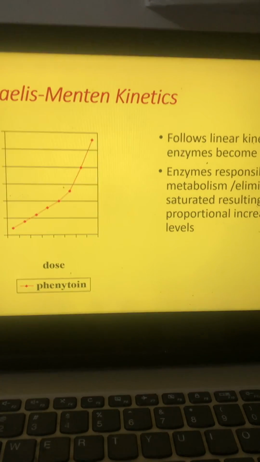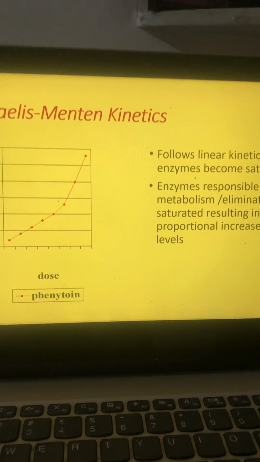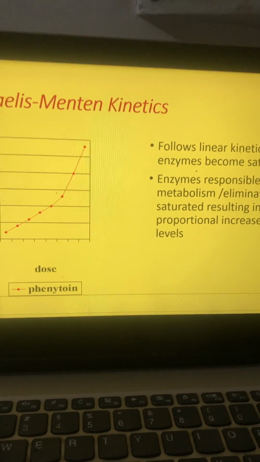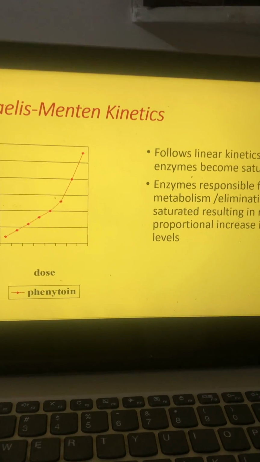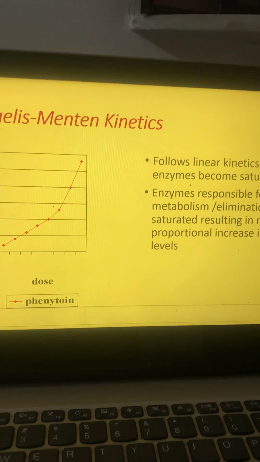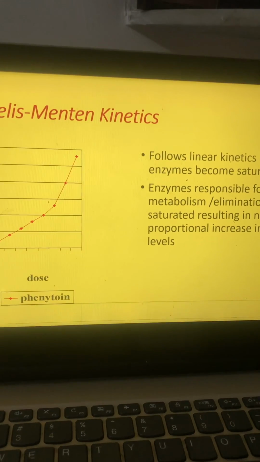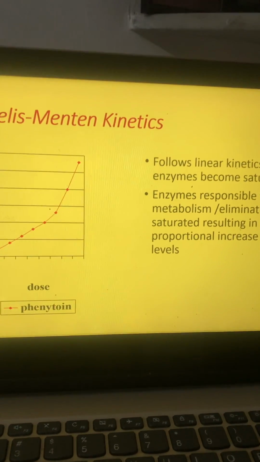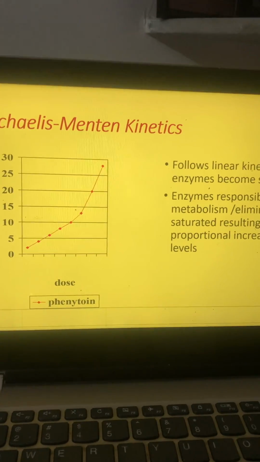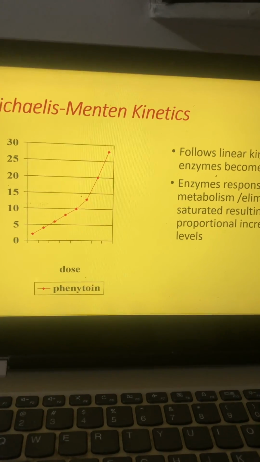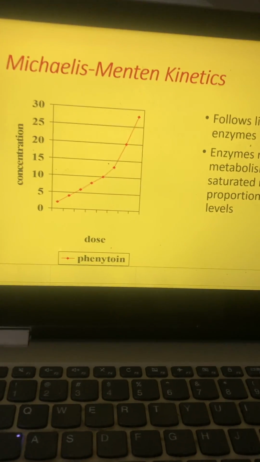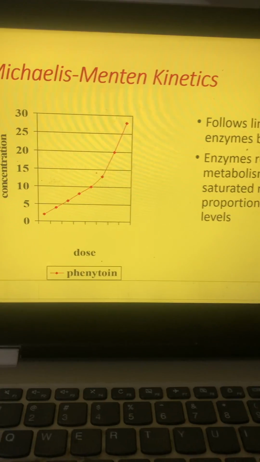Then there is Michaelis-Menten kinetics. Some drugs follow linear kinetics until the enzymes become saturated. The enzymes which are responsible for metabolism and elimination become saturated, resulting in a non-proportionate increase in drug levels. Here you can see the curve. First of all, it is linear, then it is bending.